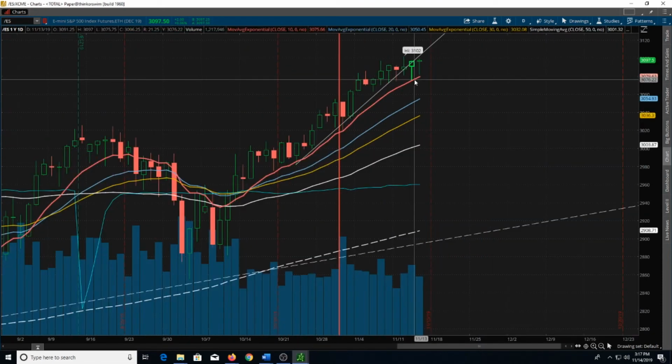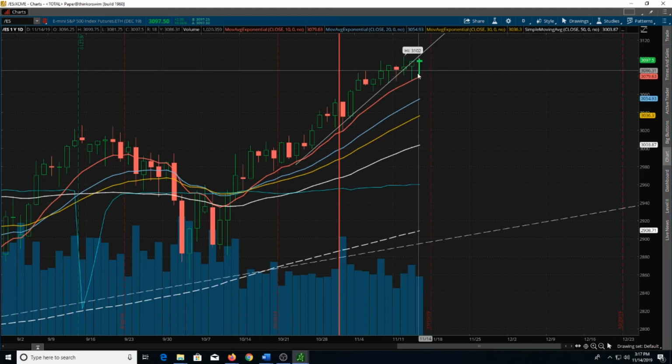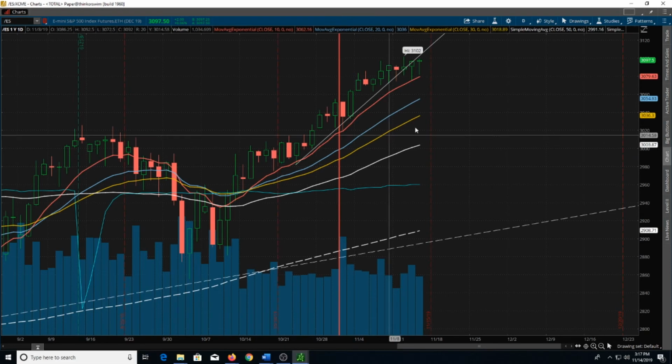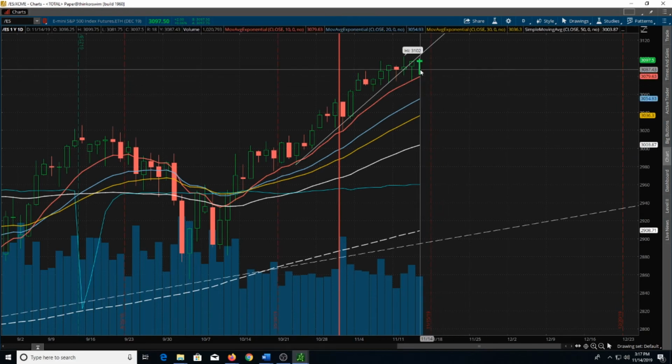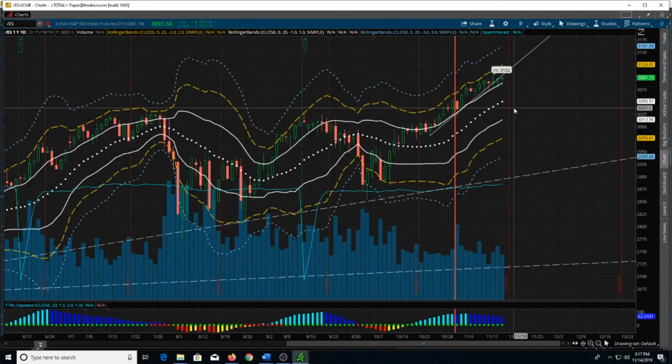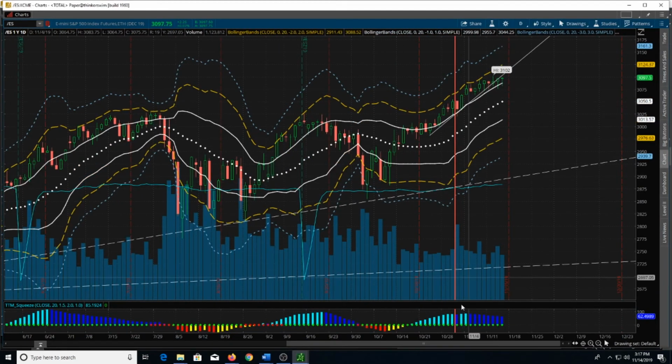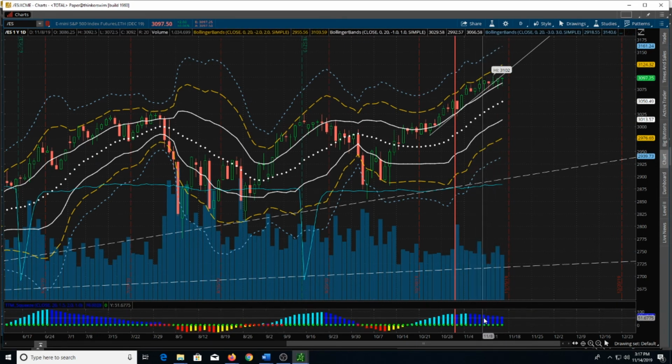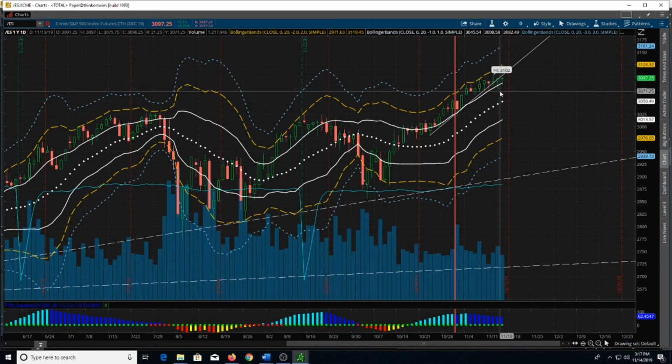Here are my moving averages. It's still bouncing off of the 10 EMA. Every time it hits it, it bounces up, hits it, bounces up. It certainly looks like it's going to continue up, but there's just a lot going on here. I haven't really talked about the TM squeeze indicator much in my videos, but it would seem to indicate to me that it's going to consolidate through this area.